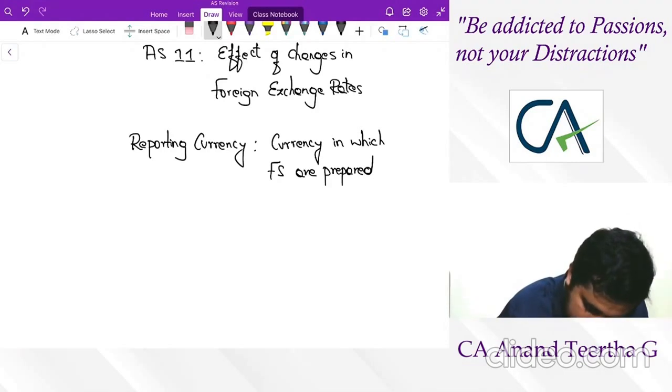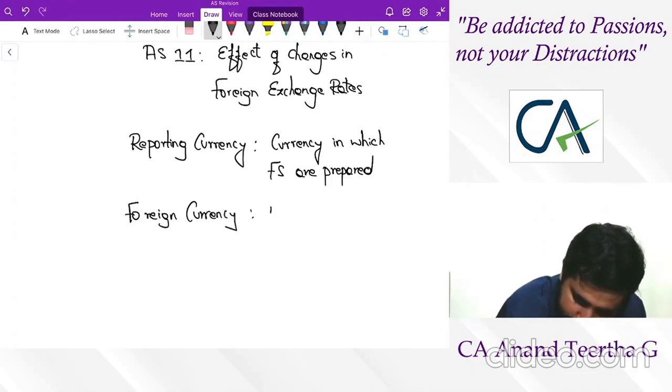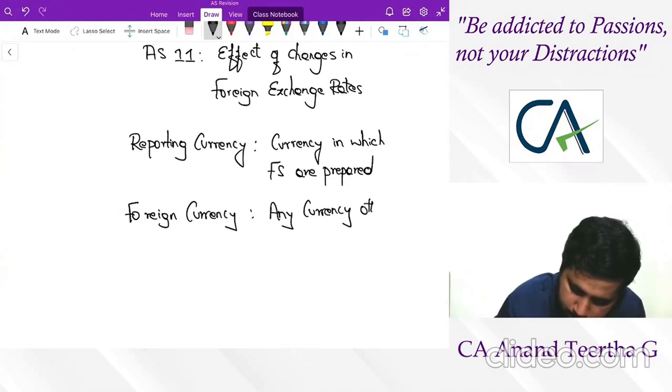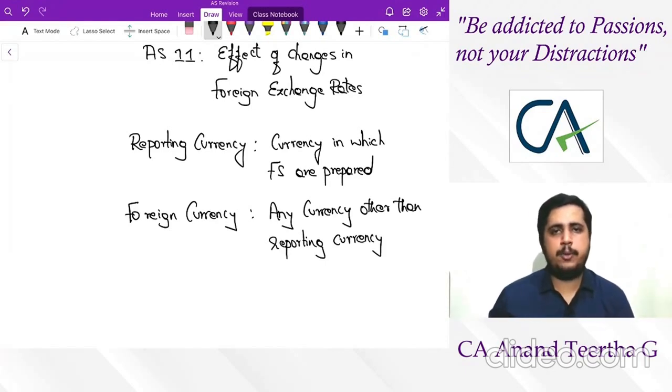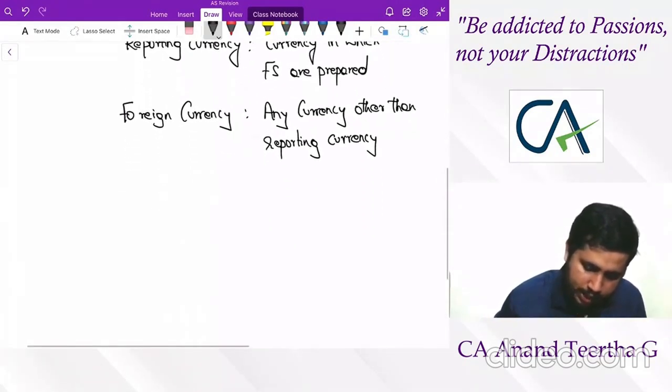In the same way, the next term is foreign currency. Any currency other than reporting currency. So any currency other than reporting currency, you call it foreign currency. Any currency other than Indian rupees in India will be a foreign currency for us. So whenever there is foreign currency, how should the accounting happen?